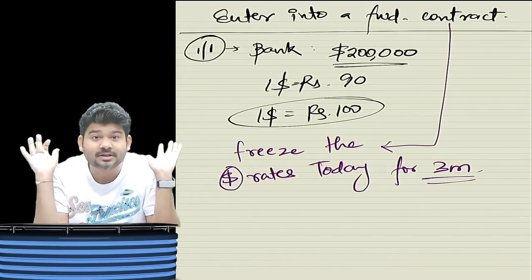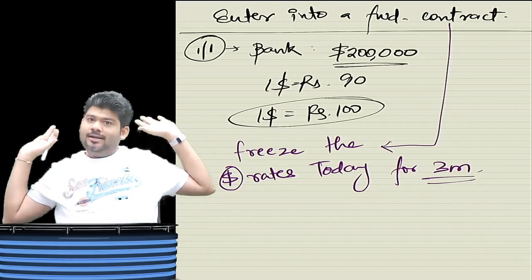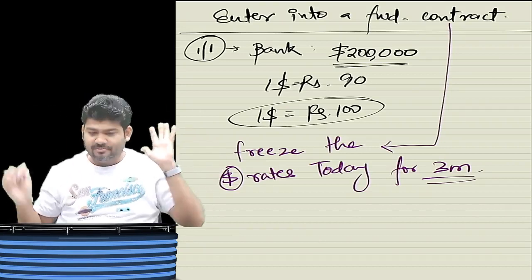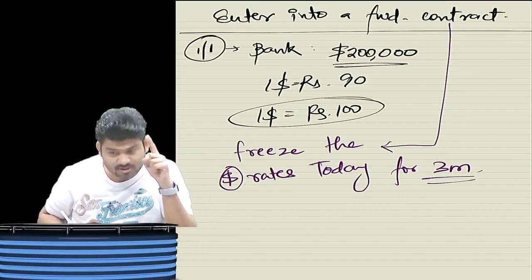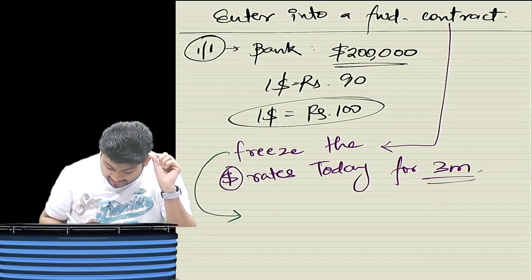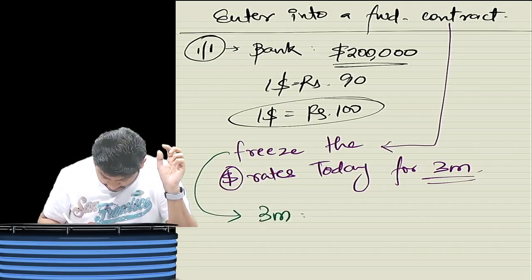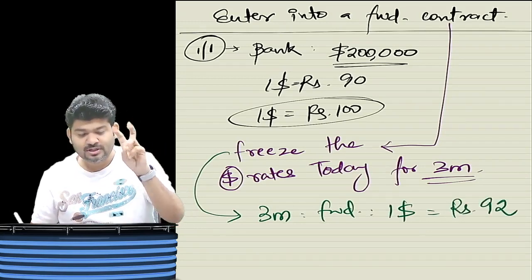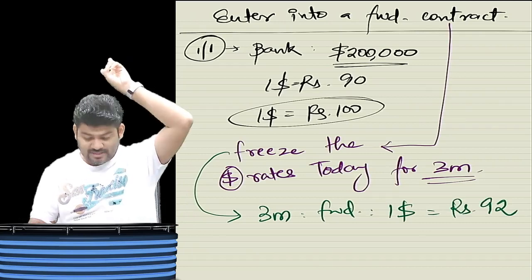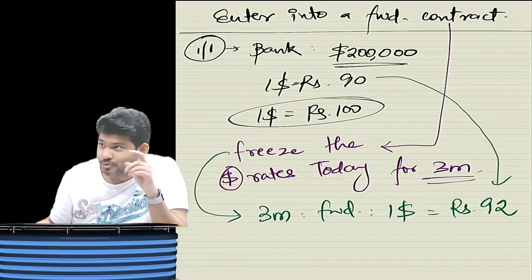Your friend is like, "Yes, yes, this is what I wanted. I want the amount to be freezed, so that I'm clear of my profitability and stuff." So you tell him, "Yes, this is what the dollar forward contract will do. It will freeze the rates, and the 3 month forward contract for dollar is showing rupees 92. Now it is 90, but 3 months later it is showing 92. Do you want to freeze it?"